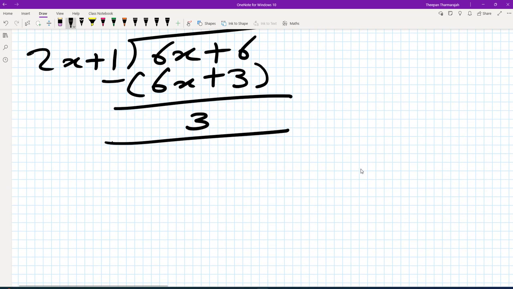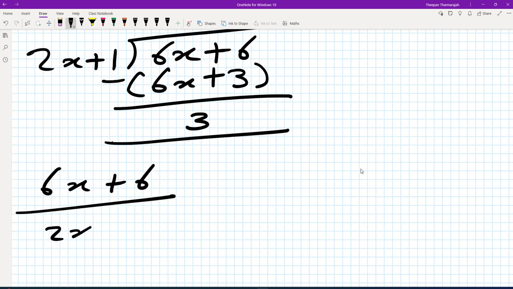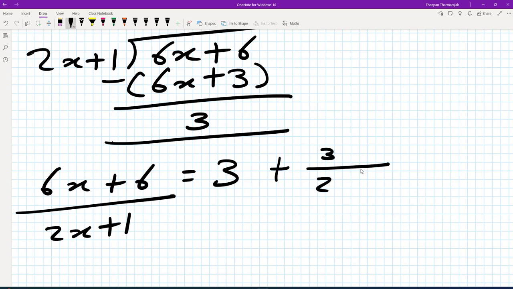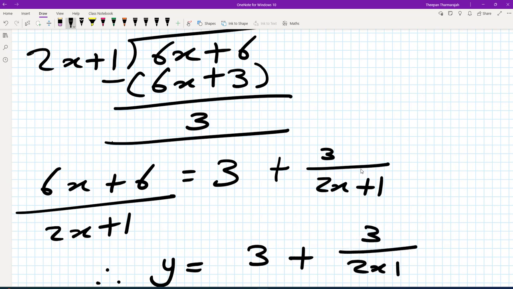So we can say that 6x plus 6 over 2x plus 1 is exactly the same as the quotient being 3, the remainder being 3 over 2x plus 1. So therefore, our function is y equals 3 plus 3 over 2x plus 1.